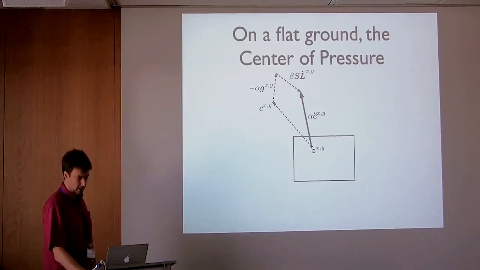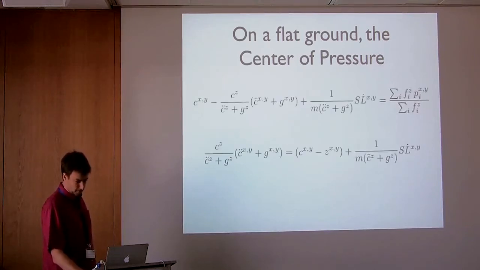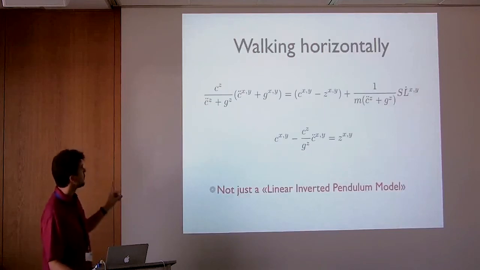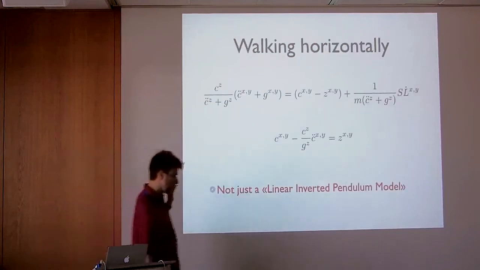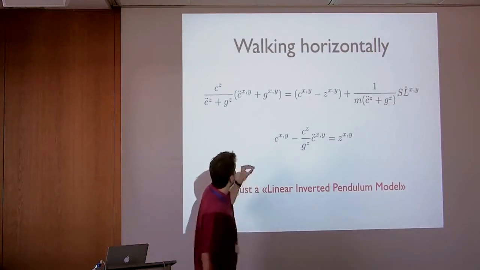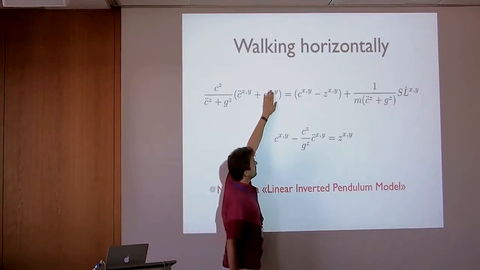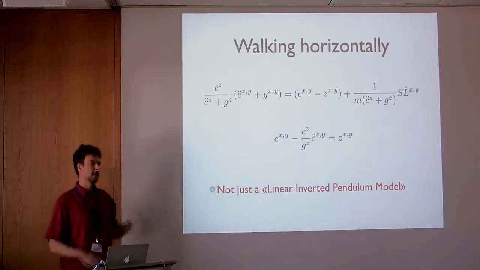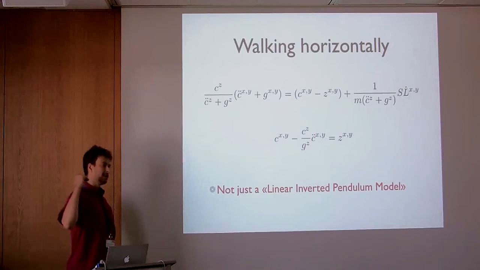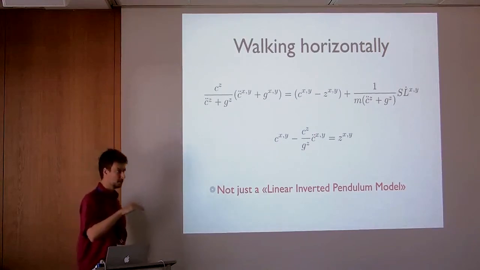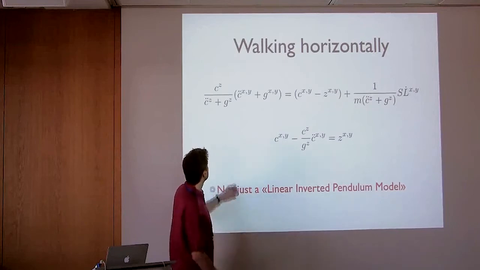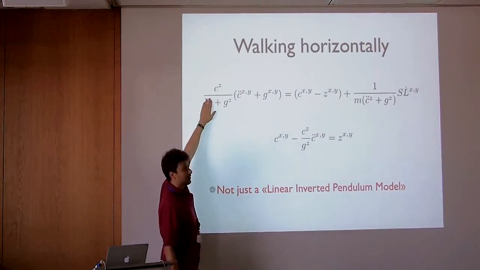Okay, so we have this equation here. What happens now if you walk on a horizontal ground? Then you get rid of this. What happens if you consider that you walk more or less horizontally, so that you have very small vertical acceleration? So you can forget about this term.